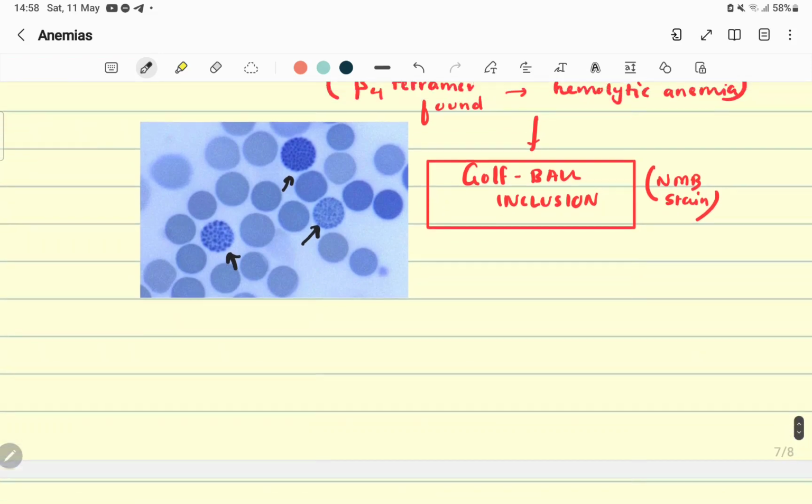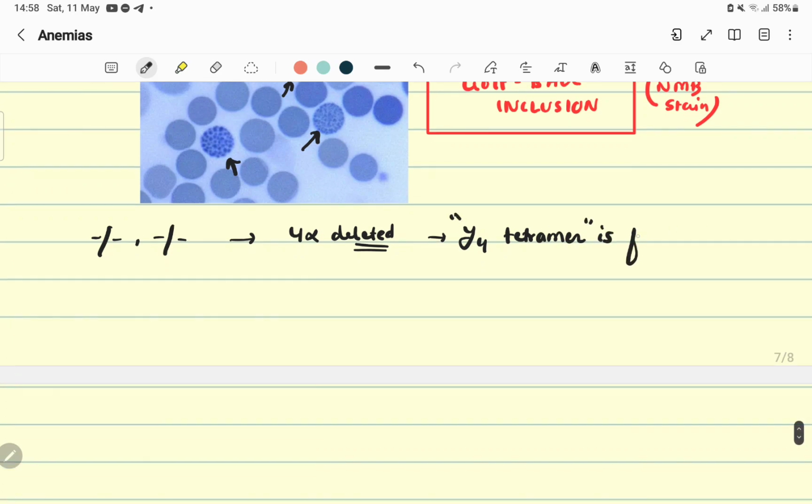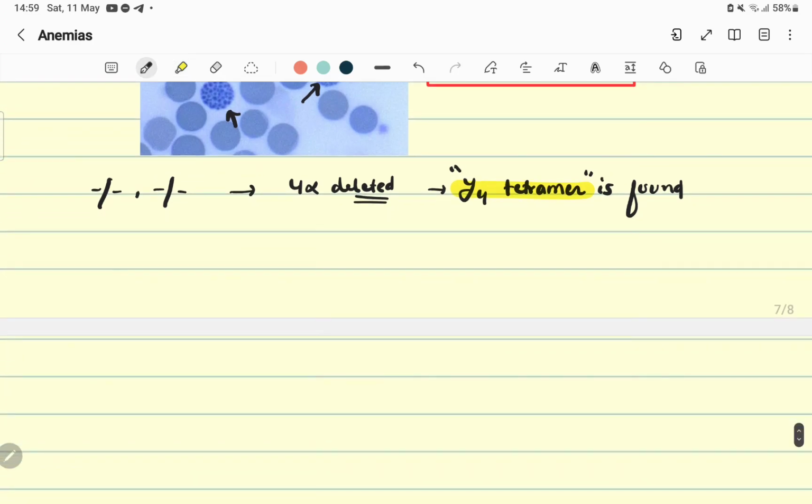And lastly, all 4 chains are mutated or deleted. 4 alpha deleted. Okay, here gamma 4 tetramer is found, and gamma 4 tetramer will cause the formation of hemoglobin Barts, or Bart hemoglobin it is called. You can write hemoglobin Bart formation, right?